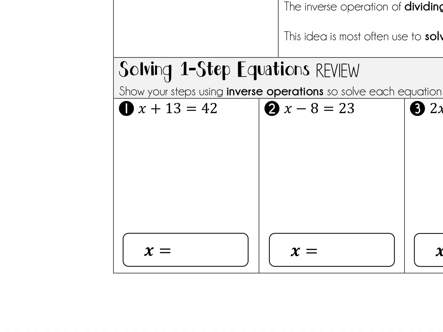Recall that the goal of solving equations is really twofold. It's to use inverse operations to isolate the variable. We have to get x alone. Since the inverse of adding 13 is subtracting 13, we'll take 13 away from both sides. On the left side, that isolates the variable. X plus 13 minus 13 is x. And on the right side of our equation, the difference of 42 and 13 is 29, so x equals 29.